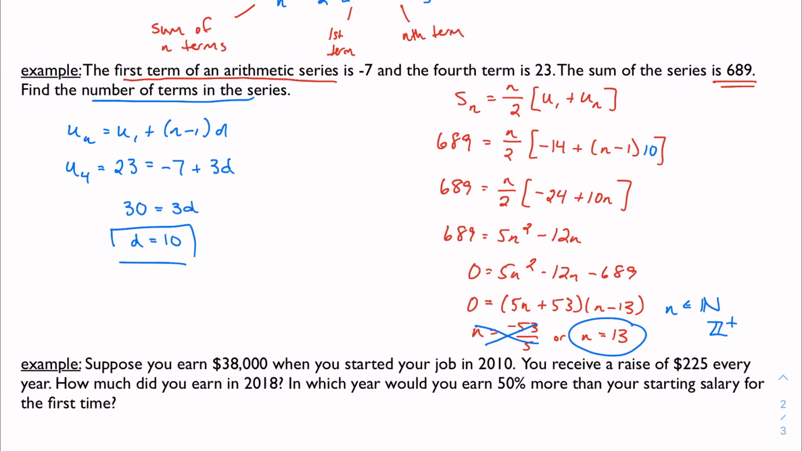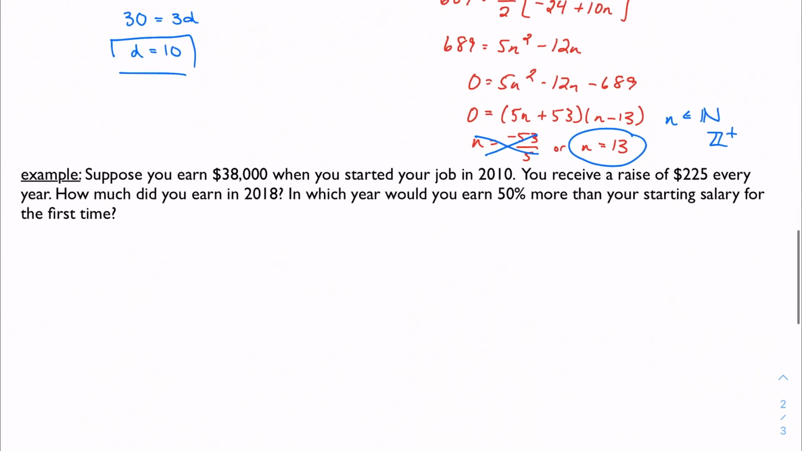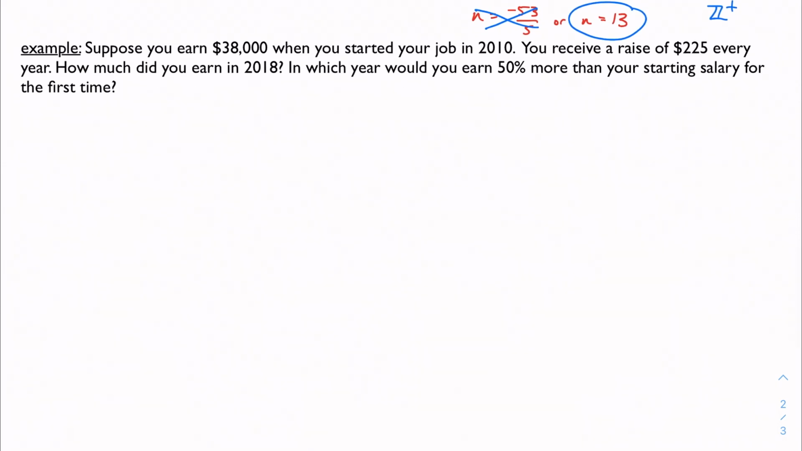So n is 13. There are 13 terms in the series. And that's that. Let's extend this out to a word problem. We want to see some application, so let's do that. Suppose you earned $38,000 when you started your job in 2010. You receive a raise of $225 every year. How much did you earn in 2018? In which year would you earn 50% more than your starting salary for the first time?